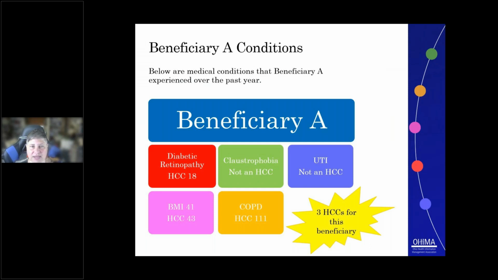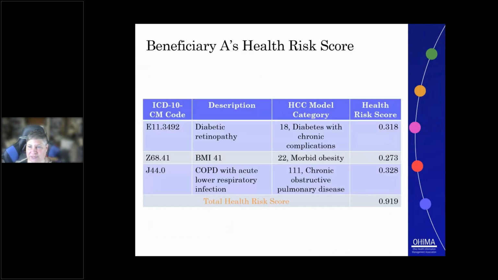As you can see, not all diagnosis codes are included in the HCC model. For example, claustrophobia does not have a major impact on future healthcare expenses. Therefore, it's not included in the HCC model. Likewise, urinary tract infection is not included because it's an acute condition, not a chronic condition. Now let's move on to see how these HCCs are used to develop beneficiary A's health risk score.